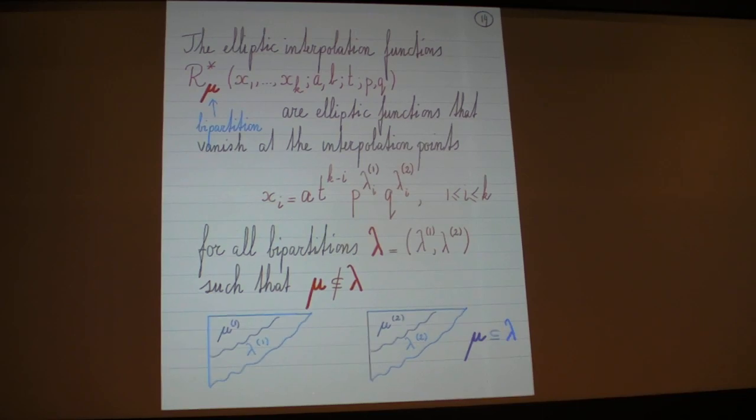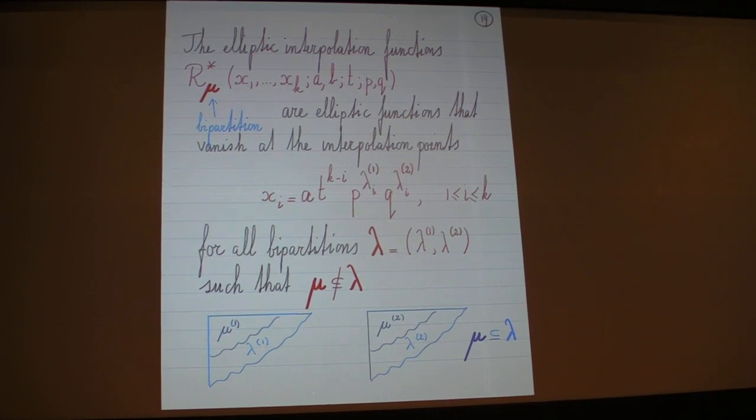So what do these functions roughly look like? They're functions of k variables. They're indexed not by partitions but by pairs of partitions. Except for p, q, and t, they also depend on two other parameters, a and b. And they're elliptic. And they have these nice vanishing conditions, just like if you're familiar with Okounkov's interpolation Macdonald polynomials, whether of type A or type BC, they have these vanishing conditions.